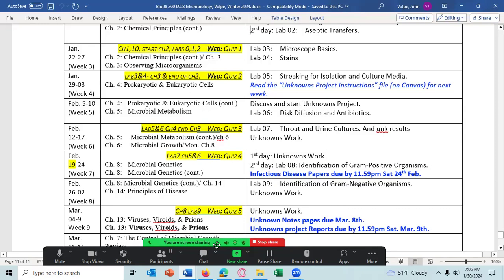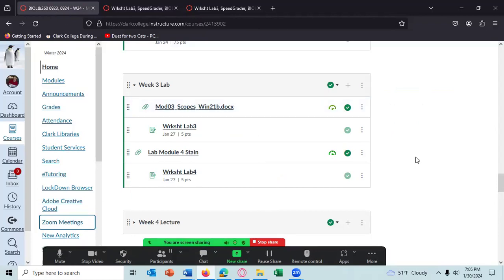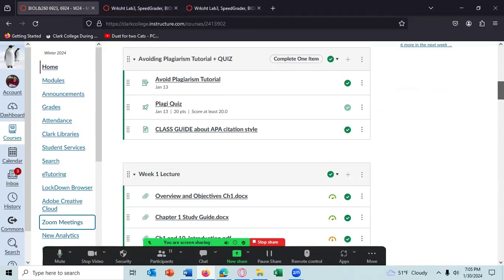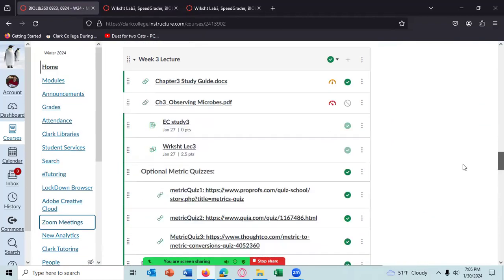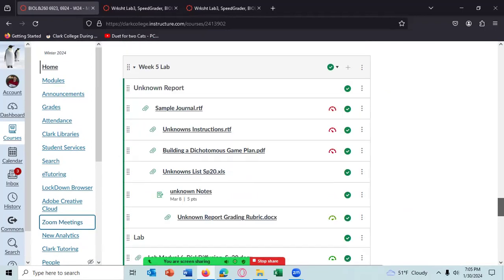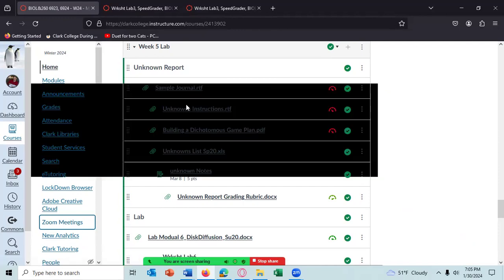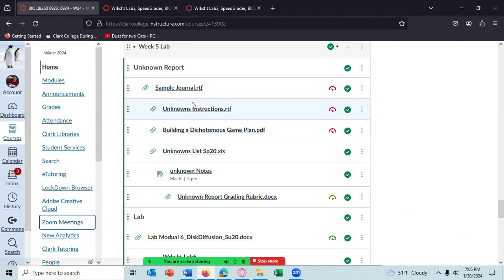Let me show you where those files are. So come to the main Canvas webpage, scroll down to week 5 lab. Lost my mouse. The unknown instructions.rtf is the document I want you to read. I will talk about it next week, but I would like you to at least pre-read it, look through it, so you have some idea about the unknown project. Everything else you can hold off on until I've talked about them.